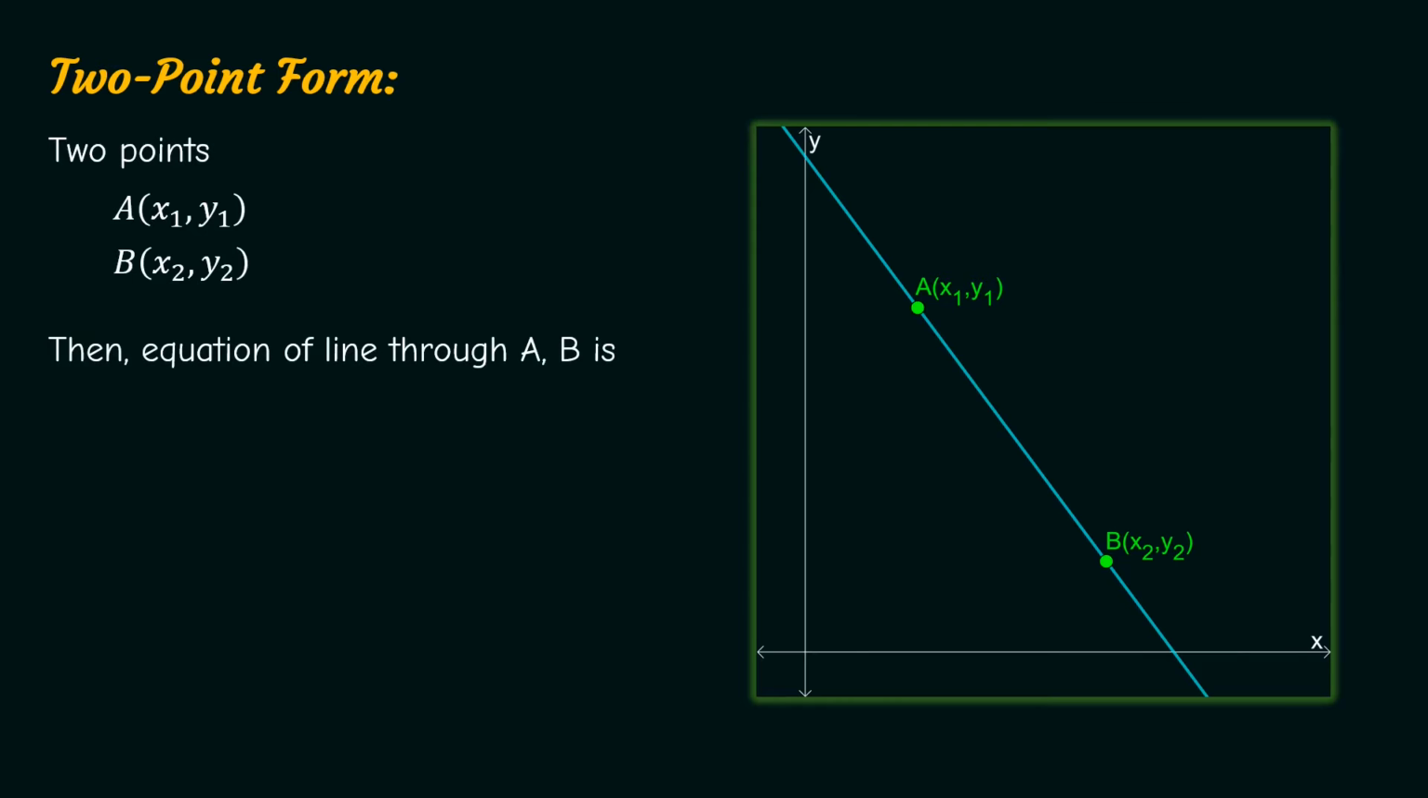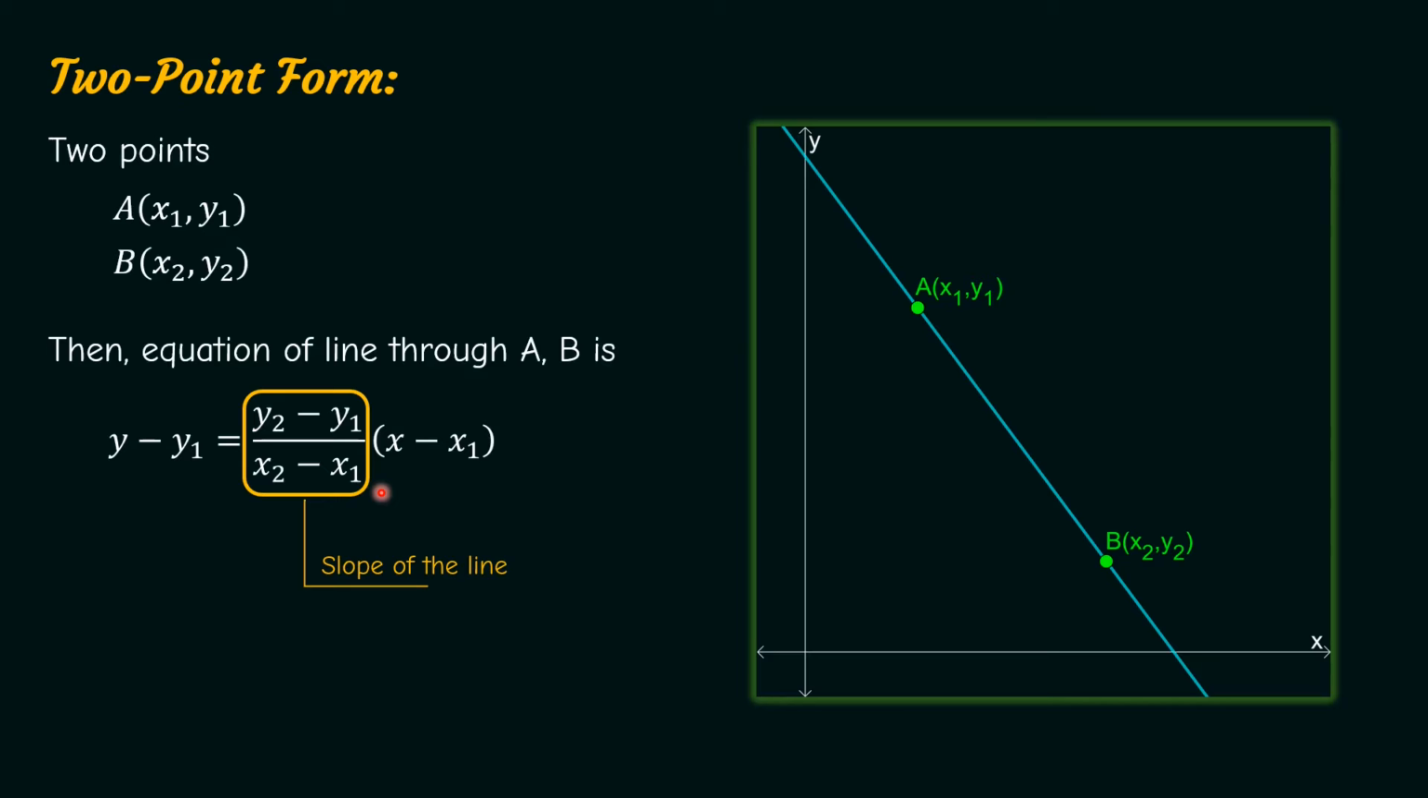In this case, the equation of the line that passes through A and B is given by y minus y1 is equal to (y2 minus y1) by (x2 minus x1) into (x minus x1). Now here, if you observe carefully, (y2 minus y1) by (x2 minus x1) is nothing but the slope of the line. So simply you can remember this as y minus y1 is equal to slope into (x minus x1).